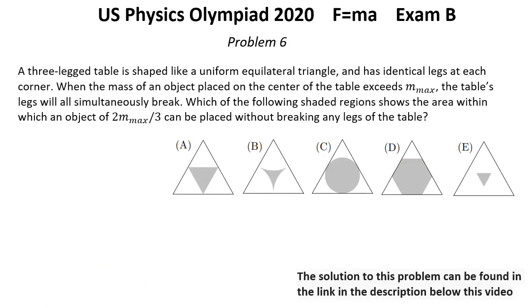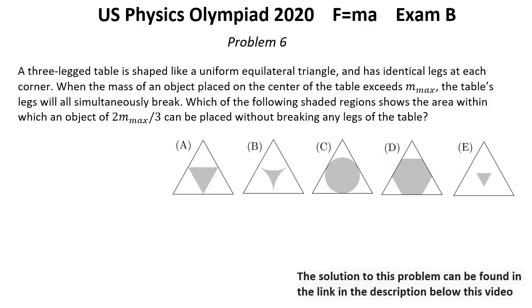Problem number 6. A three-legged table is shaped like a uniform equilateral triangle and has identical legs at each corner. When the mass of an object placed on the center of the table exceeds m maximum, the table's legs will all simultaneously break. Which of the following shaded regions shows the area within which an object of 2m max over 3 can be placed without breaking any legs of the table?